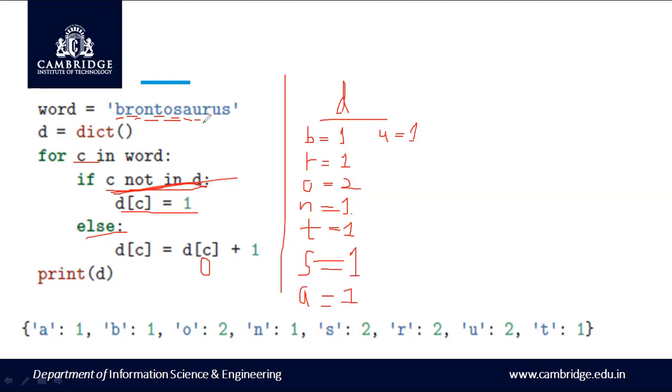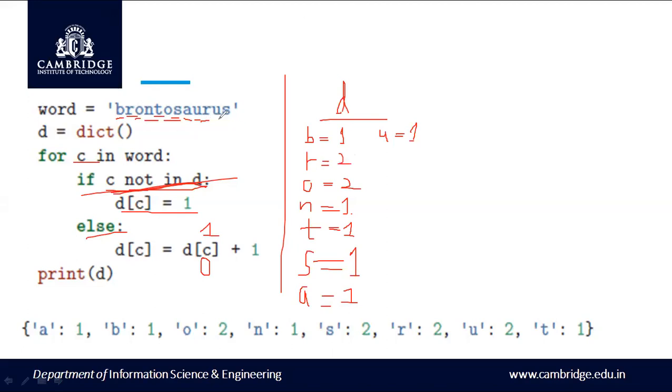Next R. So R was present previously. So this if statement becomes false, so it will come to the else part. So R's previous value was 1. So it will become 1 plus 1. So this becomes 2. The value of R becomes 2.